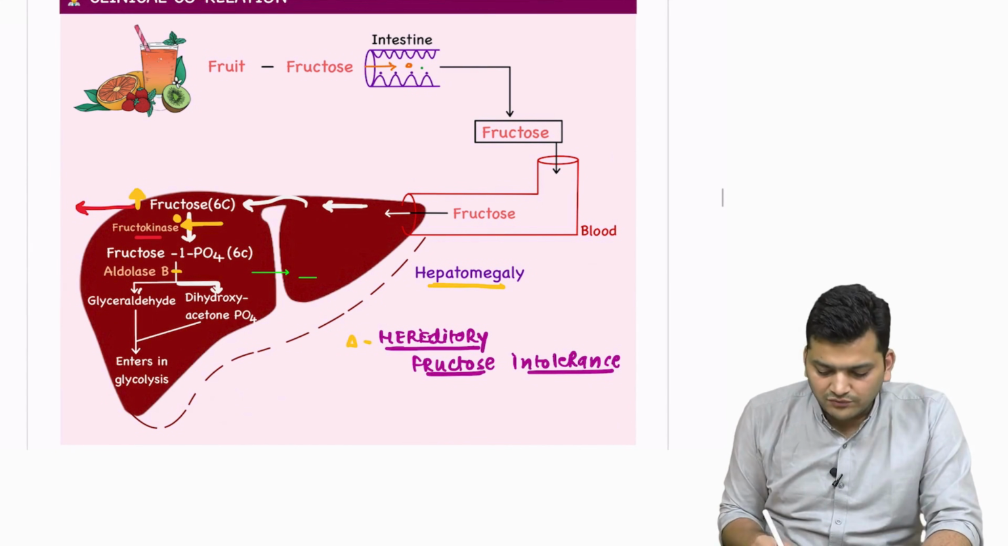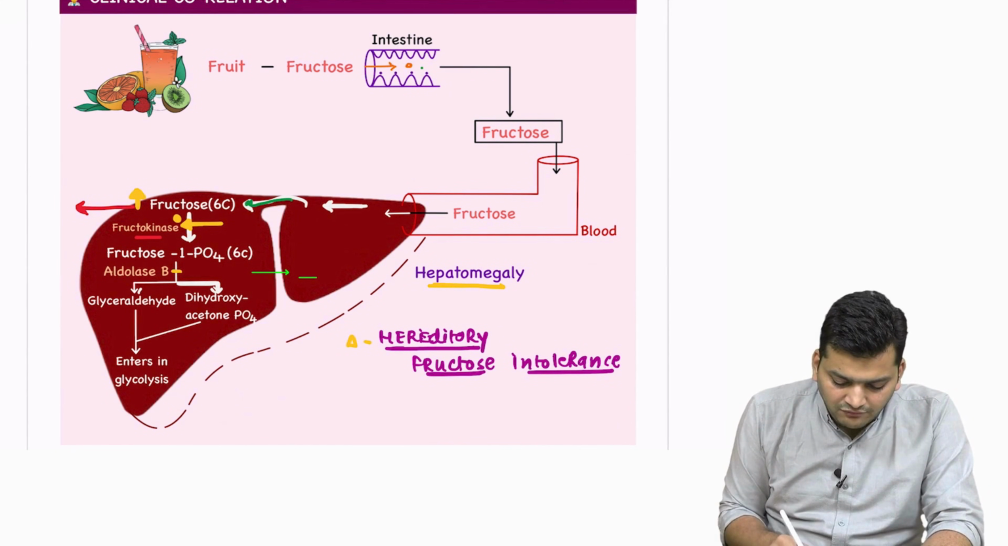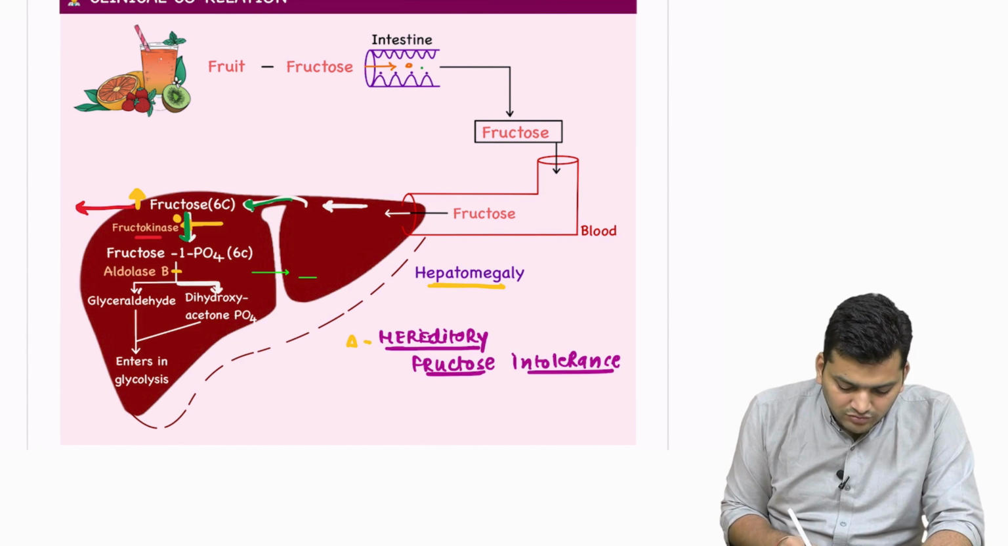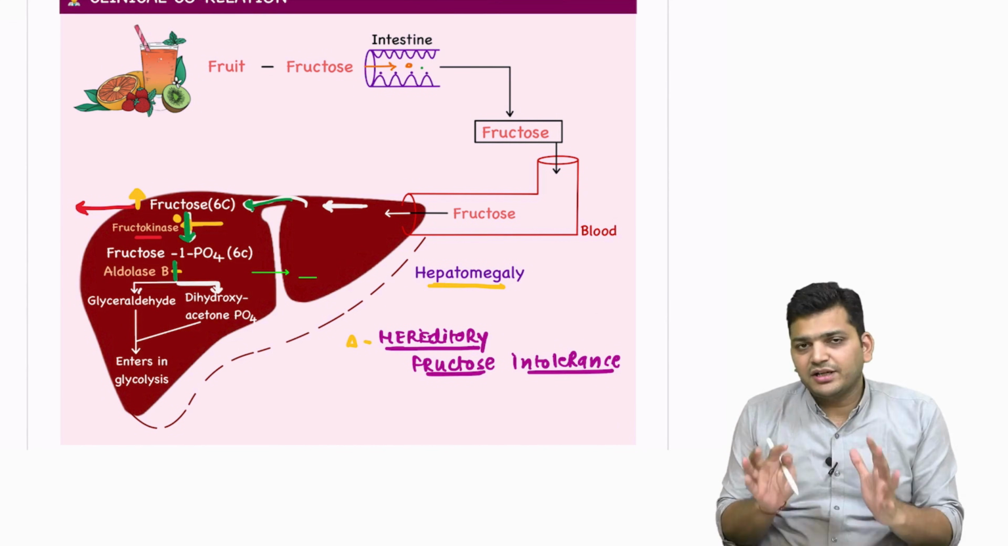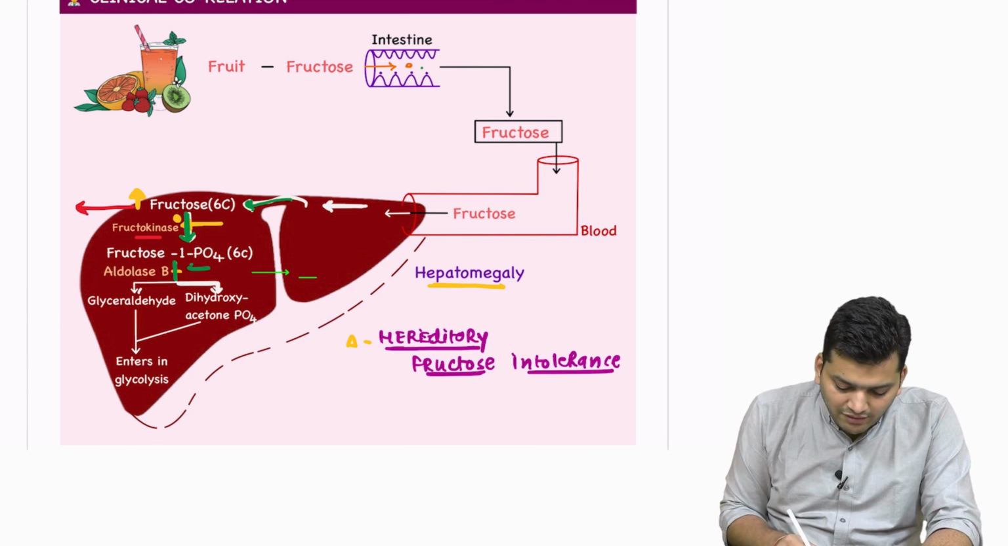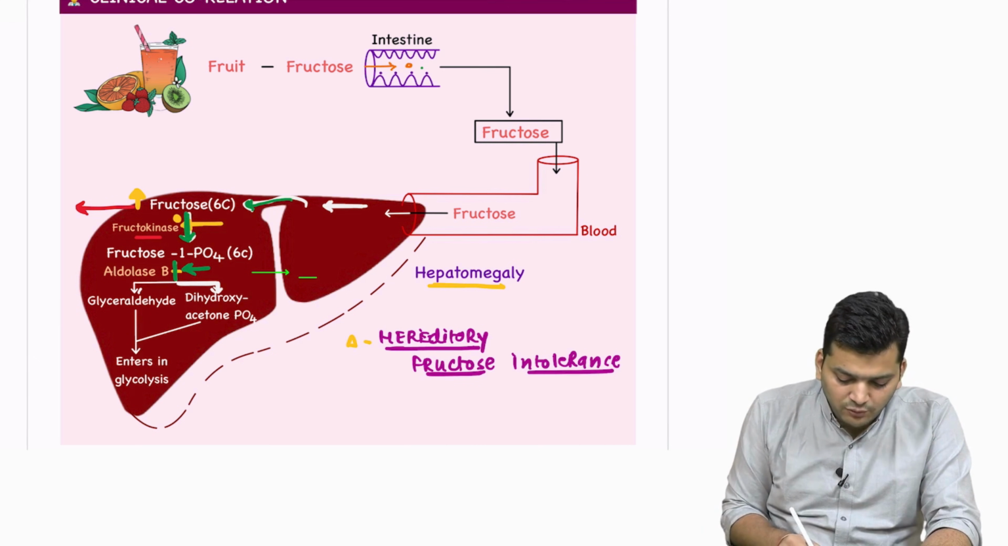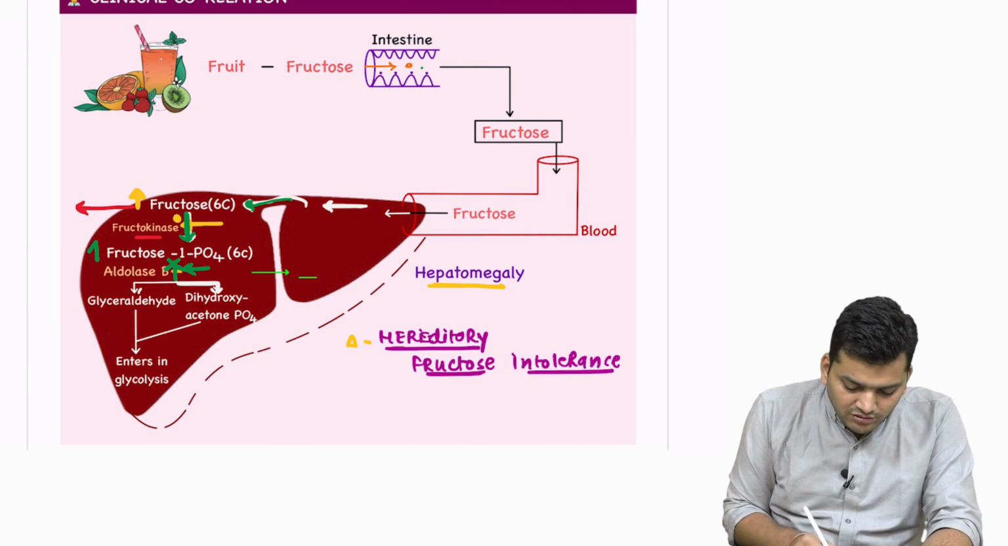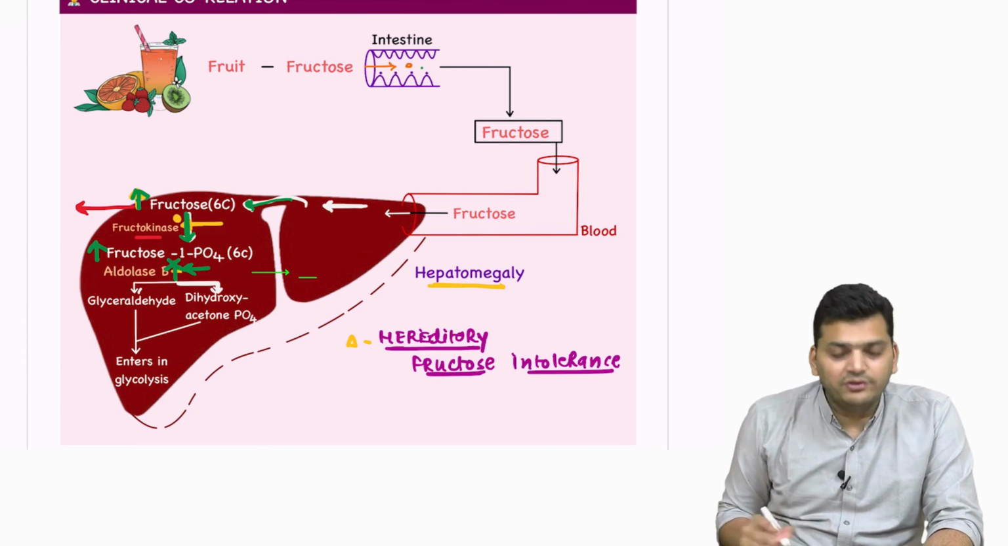But now what is happening here is, there are some individuals, what happens is when they consume the fructose reaches in their liver, the fructose is supposed to convert into fructose 1-phosphate and the further bifurcation is supposed to occur by aldolase B. But there are some individuals, they don't have this aldolase B enzyme. If they don't have, the fructose 1-phosphate and the fructose is going to increase.